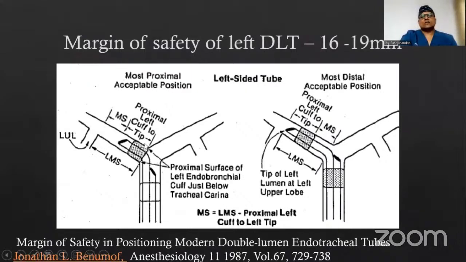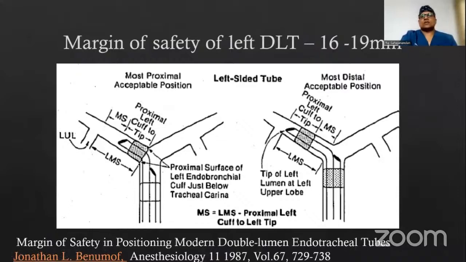So this is the most acceptable proximal position. The most acceptable distal position is when the tip is just before the takeoff of the left upper lobe. Anything beyond this, the tube tip may enter the left lower lobe. I will show it with one of the videos, or this cuff may come and obstruct the left upper lobe. So this can have two scenarios.